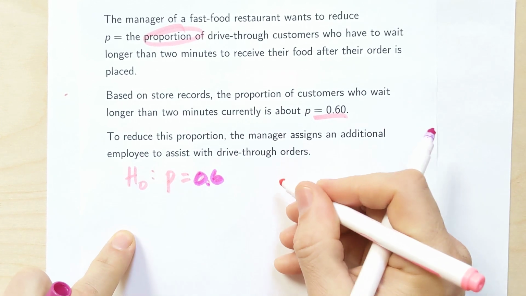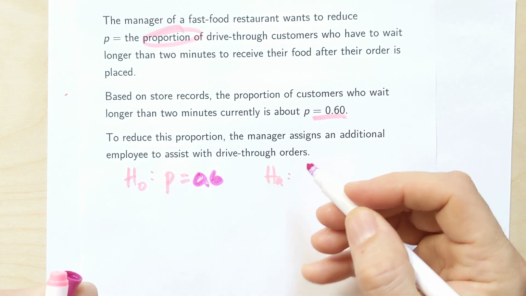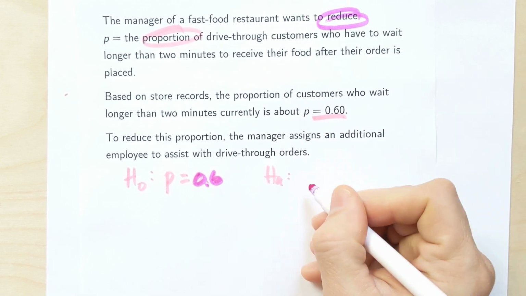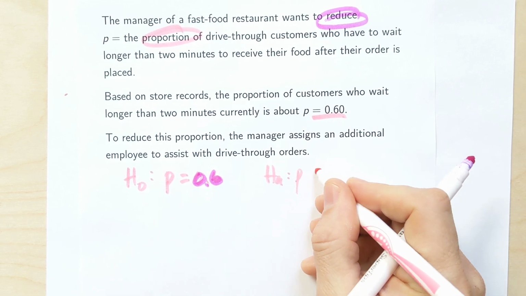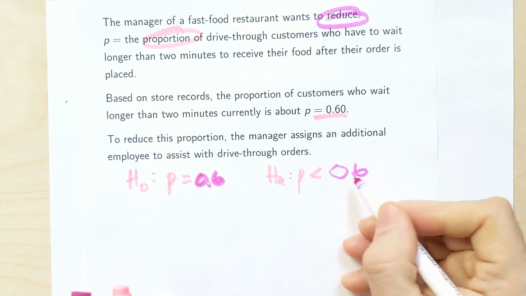Now, if I'm talking about the alternative hypothesis, the alternative will be that this method was effective. Remember, the goal was to reduce the proportion. So I'll say that the alternative hypothesis is now that P is less than 0.6.